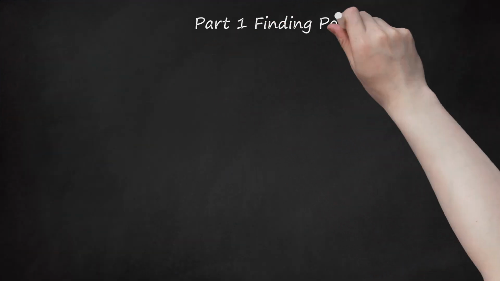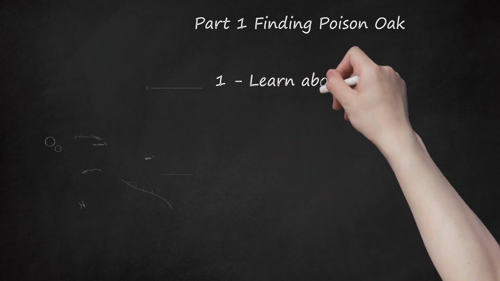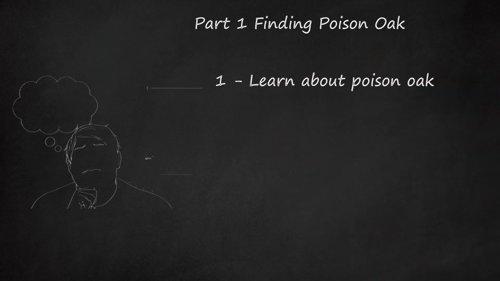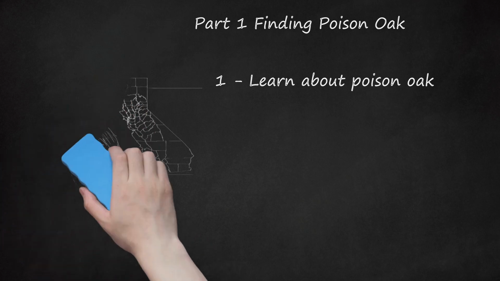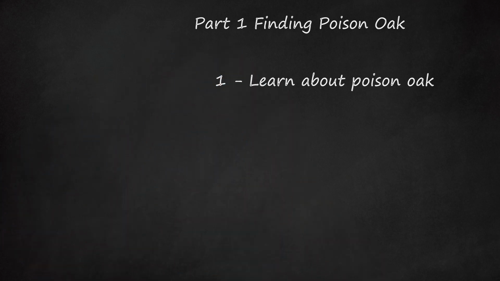Part 1: Finding poison oak. 1. Learn about poison oak. Poison oak is similar to its close relatives poison ivy and poison sumac because they are all members of the same botanical family. The most common type of poison oak, known as western poison oak, grows most commonly along the Pacific coast in Oregon, Washington, and California. It can grow as a small shrub in open spaces or as a climbing vine in shaded forest areas. Other varieties of poison oak include Atlantic poison oak, which grows in the southeast U.S. This variety is much less common than the western poison oak.